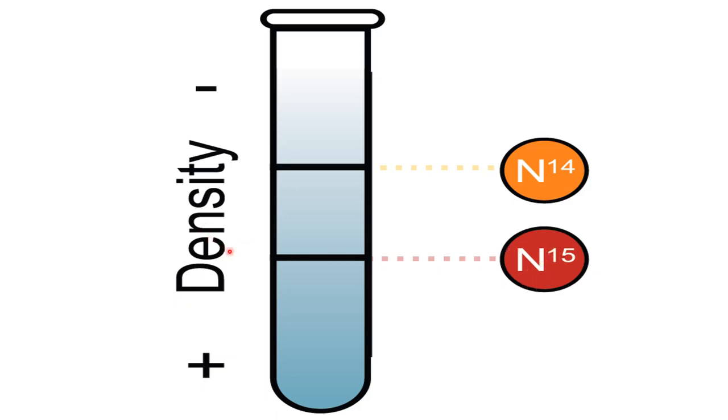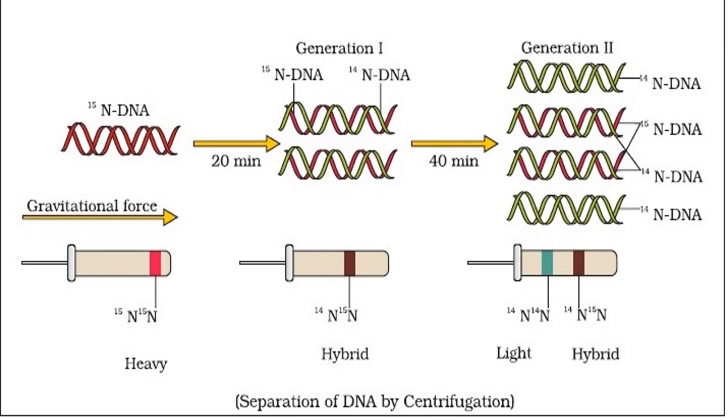Here this is cesium chloride density centrifugation, where N15-containing DNA makes a band on the lower side of the tube, okay, because its density is heavier. It is heavier than N14, so its density is more than N14, that's why it makes a band on the lower side. And this is N14, which is lighter than N15, that's why this band is on the upper side. See, this is the experiment of Meselson and Stahl.